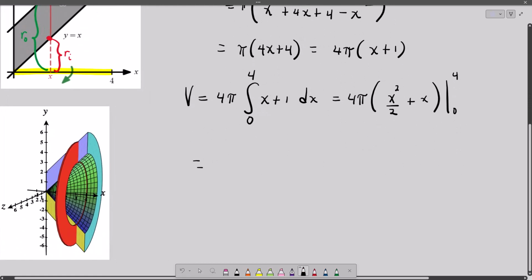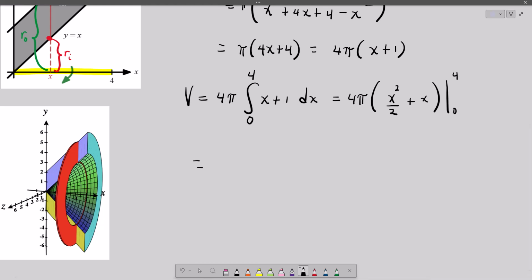Once again, plugging in 0 doesn't give us anything, so we're subtracting out 0. So 4 squared is 16 over 2 is 8, plus 4 is 12. 12 times 4 is 48. So as long as I did that arithmetic right, this will be our volume. Did I do the arithmetic right? 16 divided by 2 is 8. 8 times 4 is how many? Oh, no, but I had to add 4. Okay. 8 plus 4 is 12. Okay, I agree with it.